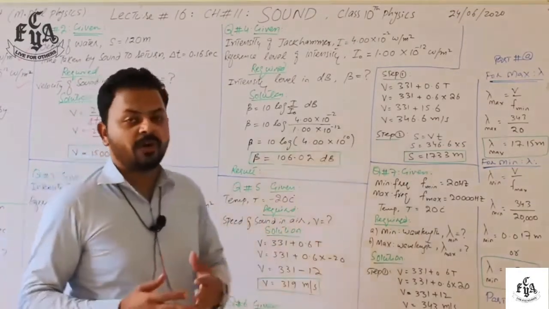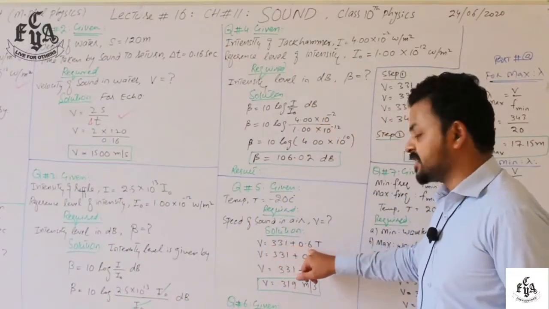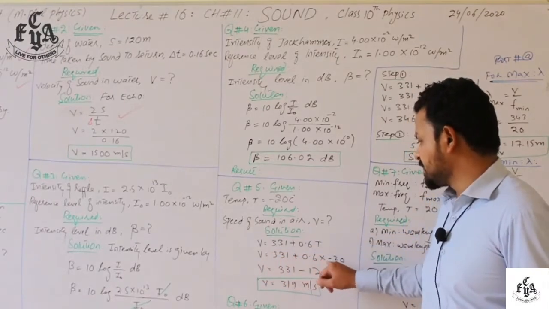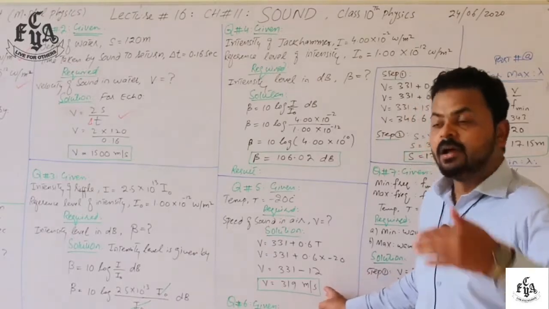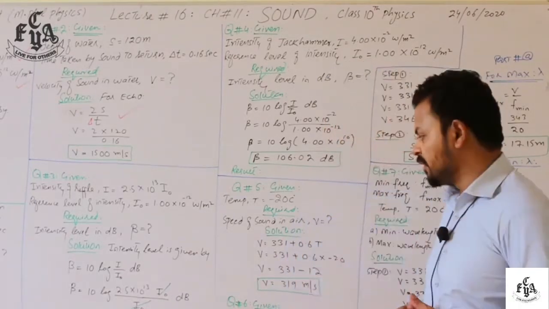The formula for finding the speed of sound at a given temperature is V equals 331 plus 0.6 into T. So V is equal to 331 plus 0.6 multiplied by minus 20, and you are going to get 319 meters per second. So this was the value of the speed of sound.